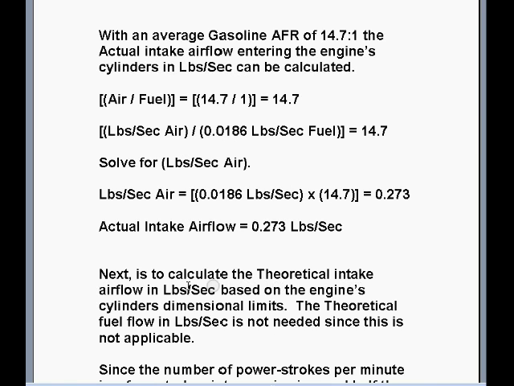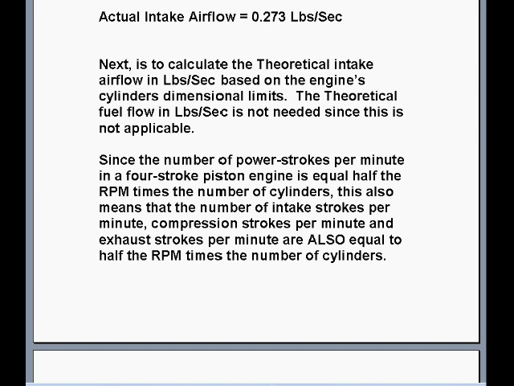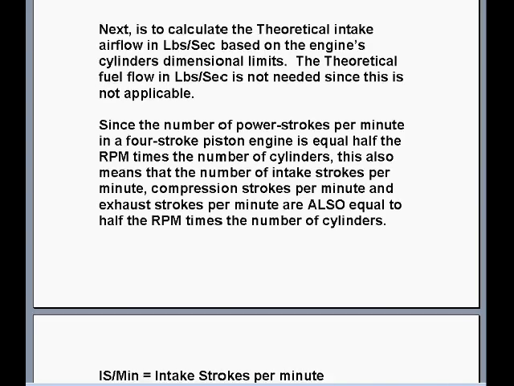Next is to calculate the theoretical intake airflow in pounds per second based on the engine cylinder's dimensional limits. The theoretical fuel flow in pounds per second is not needed since this is not applicable. Since the number of power strokes per minute in a four-stroke piston engine is equal to half the RPM times the number of cylinders, this also means that the number of intake strokes per minute, compression strokes per minute, and exhaust strokes per minute are all also equal to half the RPM times the number of cylinders.